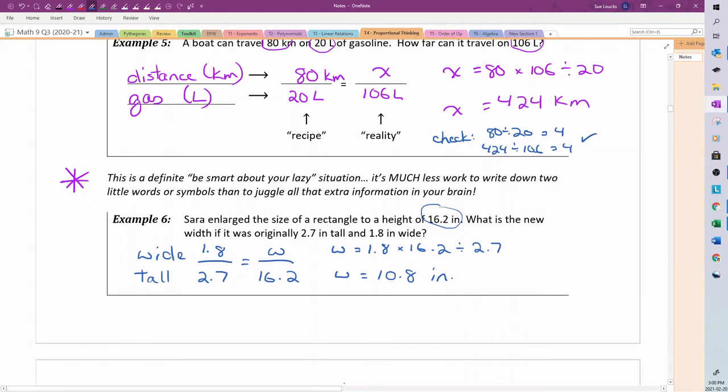Then I could do the calculation, the checking. Actually, let's do that in a different color. 1.8 divided by 2.7 should be, yeah, 0.6 repeating. And 10.8 divided by 16.2, oops.